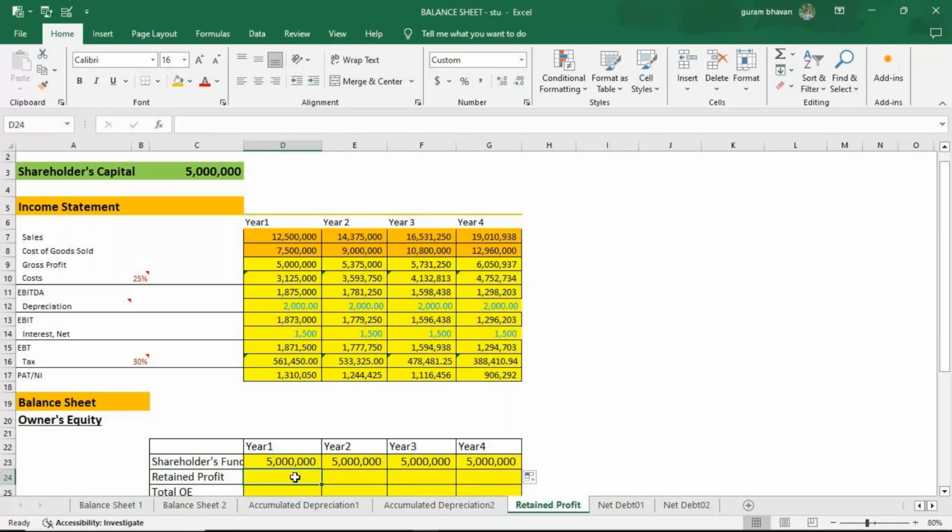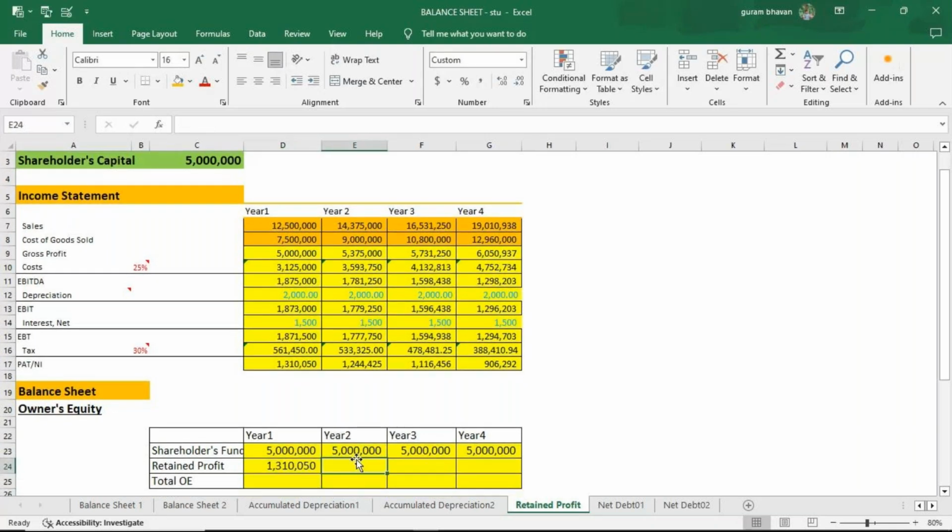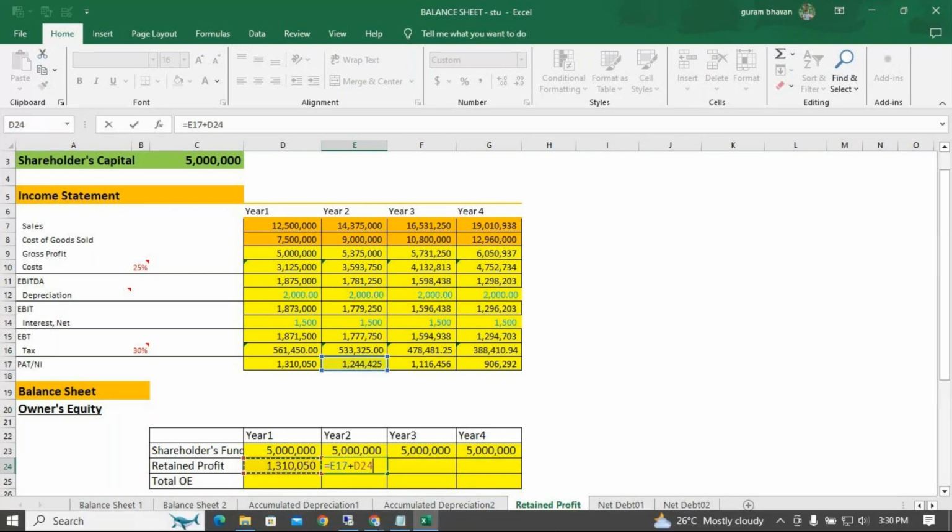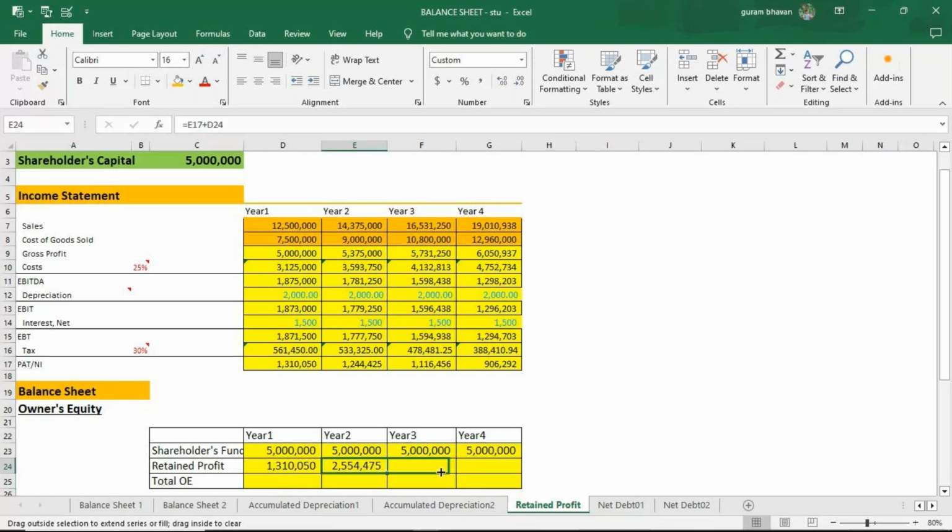Now retained profit. Retained profit will be equals profit after tax plus 0, because the previous year value is nothing, so I will take it as 0. Enter. For the next year it will be equals second year retained profit plus the previous year value. Enter. I'm going to do the fill handle.